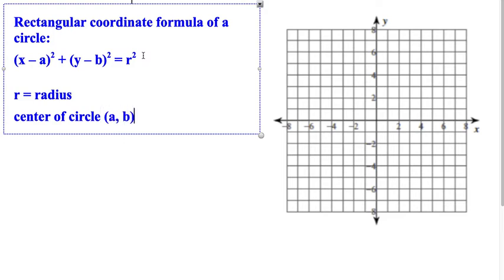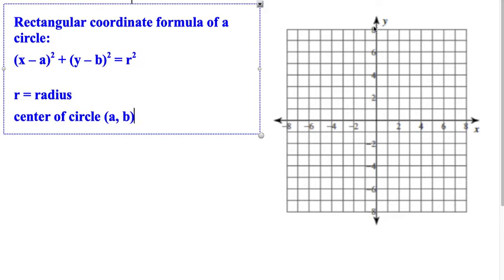If you remember, way back from algebra, something called point slope form, there's a way that you write the linear equation, so you have y minus y sub 0 equals m times x minus x sub 0. This is similar, where the A and the B come from, to in the rectangular coordinate formula for the circle.